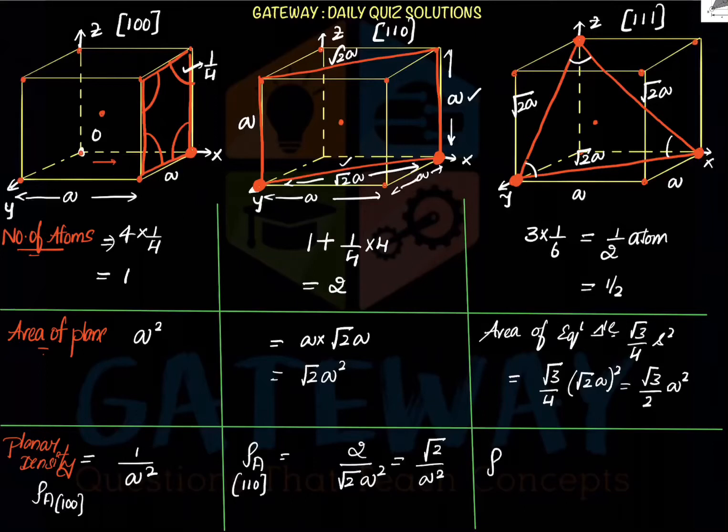And then here our planar density in the plane 1 1 1 comes out to be, number of atoms is 1 by 2 upon the area of the plane, root 3 by 2 A square, and that is nothing but 1 by root 3 A square.